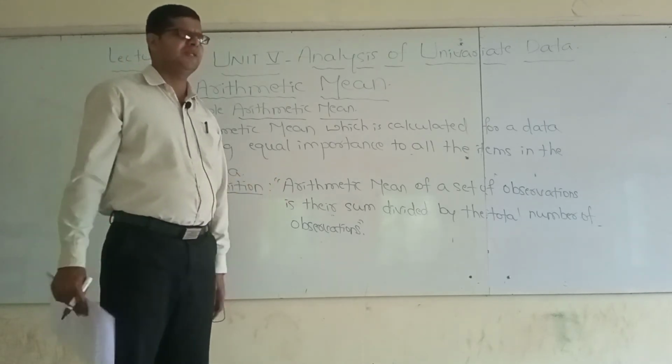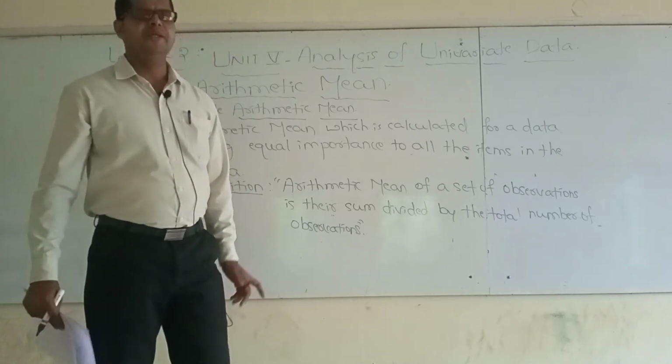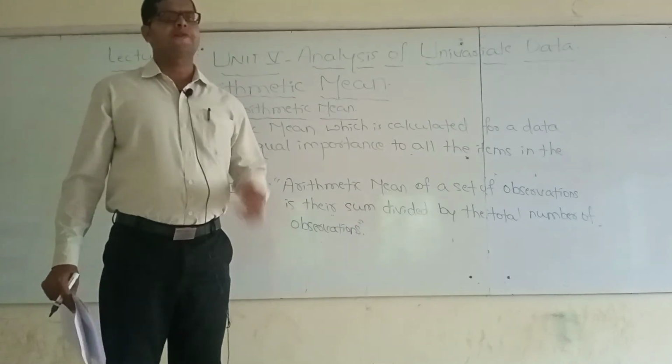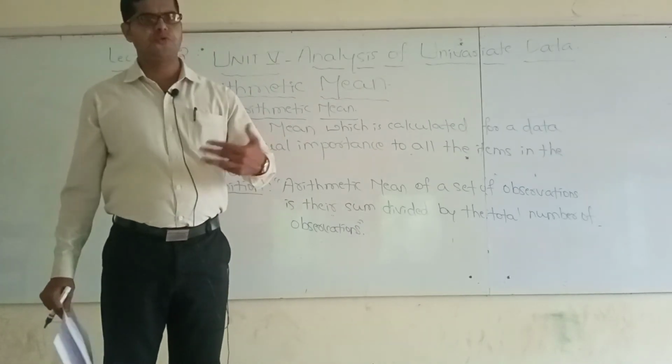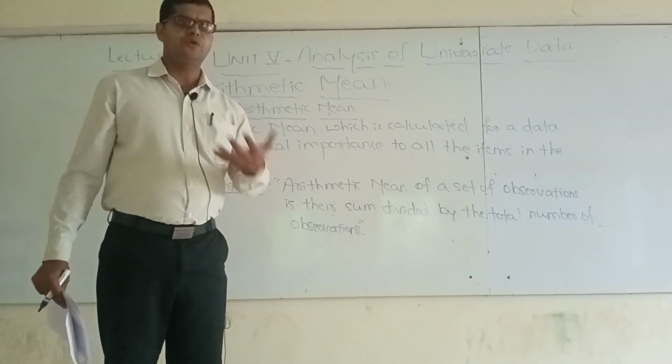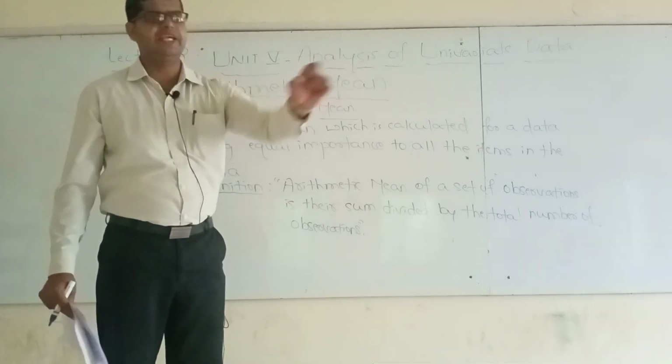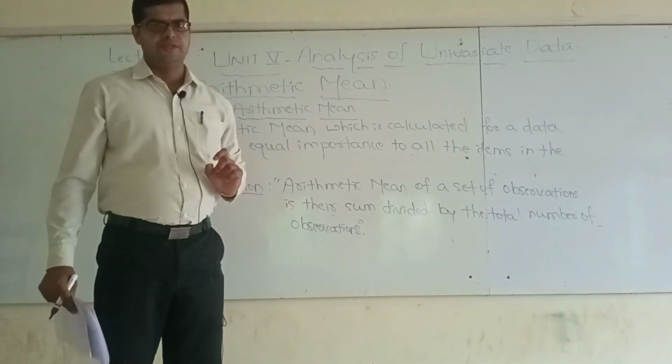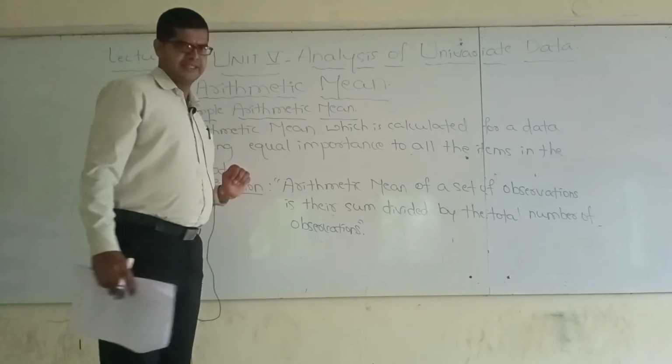So the same example, every time I take the same example so that you can easily understand. So 100 students, marks scored by 100 students, I collect all those marks and I am giving equal importance. So that is arithmetic mean.